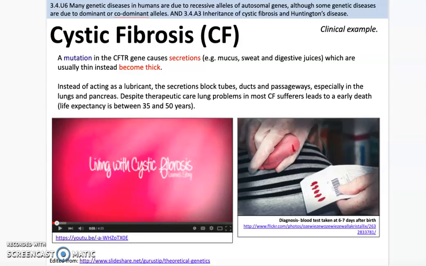So cystic fibrosis is one example of a genetic disease that is autosomal recessive, is what we call it. It's called autosomal recessive because it happens in your body cells, your autosomal cells, and it's determined by recessive alleles on your genes. So what cystic fibrosis does is, it is a mutation on the gene that causes your mucus, sweat, and digestive juices to become very thick. Instead of being more lubricating and thin and helpful for your body, they become very thick, which can cause many complications.